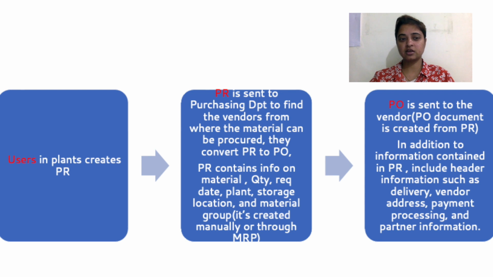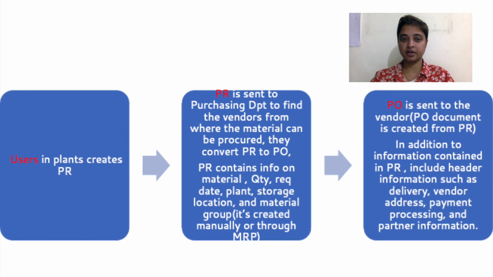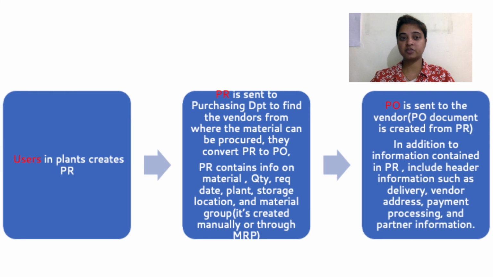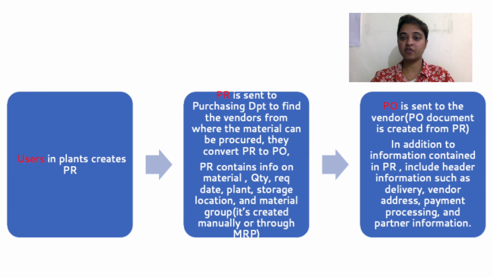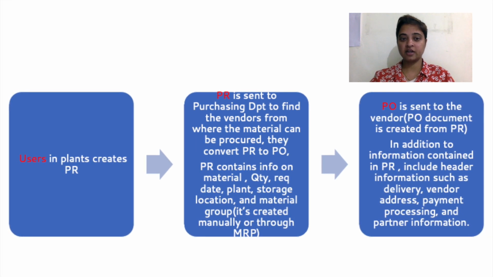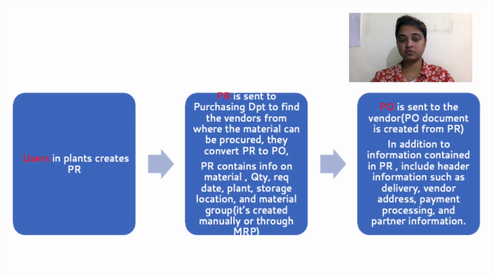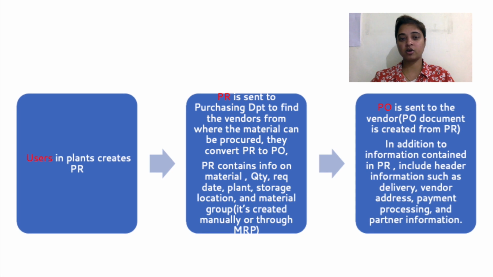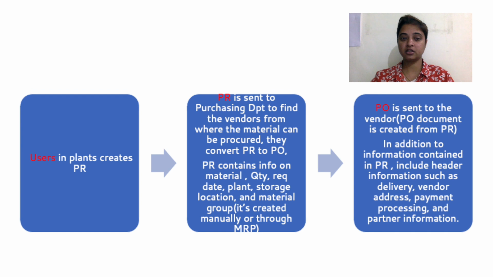Now let us discuss the flow of information in SAP MM module. So it starts with a user in the plant creating a purchase request first. This purchase request is sent to the purchasing department to find the vendors from where the material can be procured. And this is then converted into purchase order, that is the PO. PR contains information related to the material, the quantity, required date, plant, storage location, and plant group.